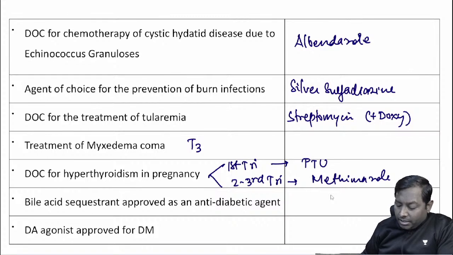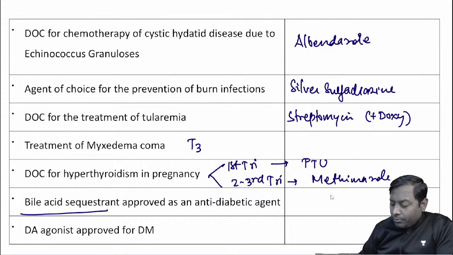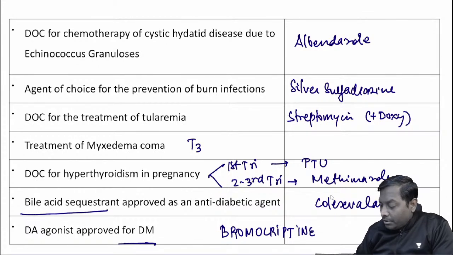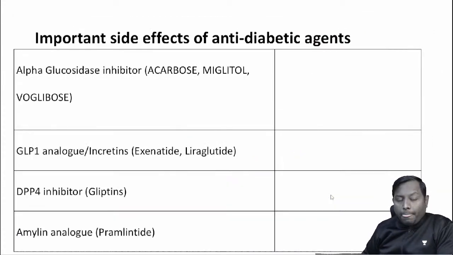Which of the following bile acid sequestrants is approved as anti-diabetic? That is your colesevelam. And for diabetes, which dopamine agonist has been approved? That is your bromocriptine. So bromocriptine has multiple roles, one of which will be diabetes mellitus as well. Remember, bromocriptine can also be used in diabetes mellitus.